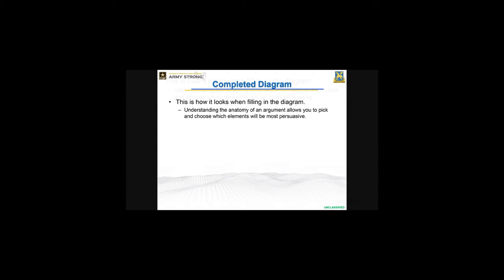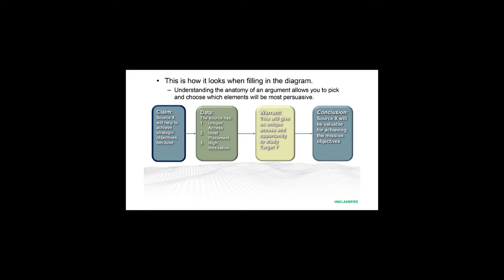All right, if you move to the next one, just to break it out, here's what that completed diagram might look like if we were going to fill out each one of the elements that we've talked through. The example I used here was from that basic source data report. So you might find that a specific source will help to achieve strategic objectives because the source has unique access, ideal placement, and high motivation for helping. The warrant: this gives us a unique access opportunity to a particular target in the region, leading us to a conclusion. The source will be valuable for achieving mission objectives. And there are some reports where it may even go longer.